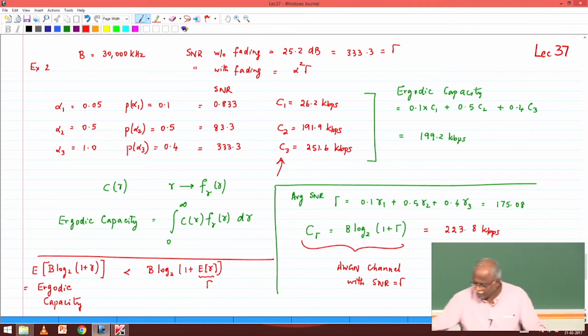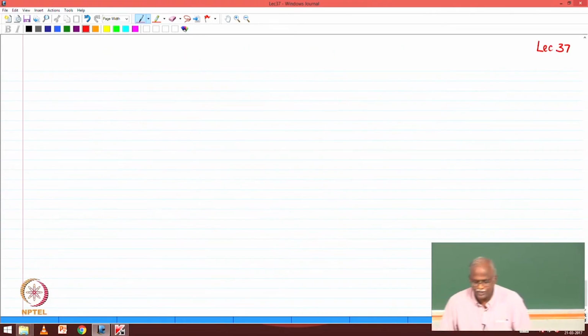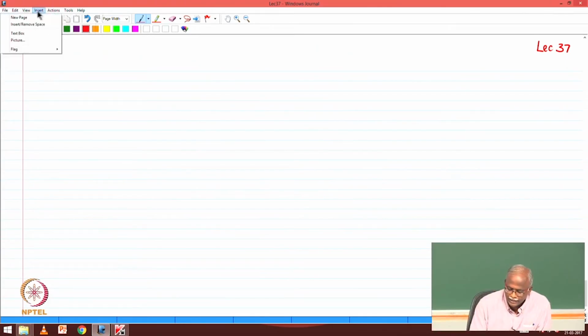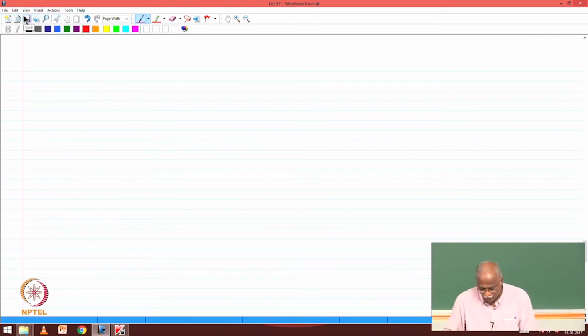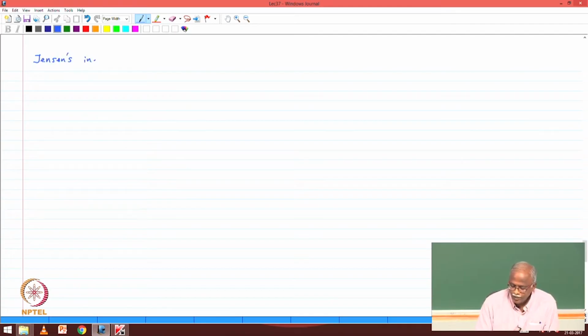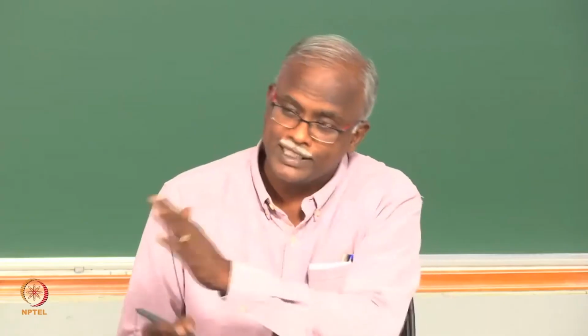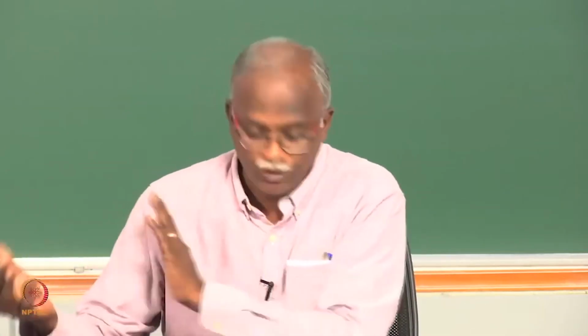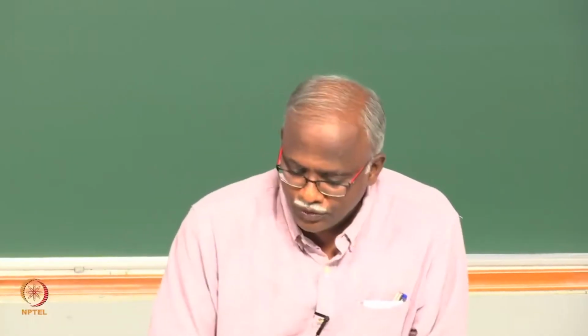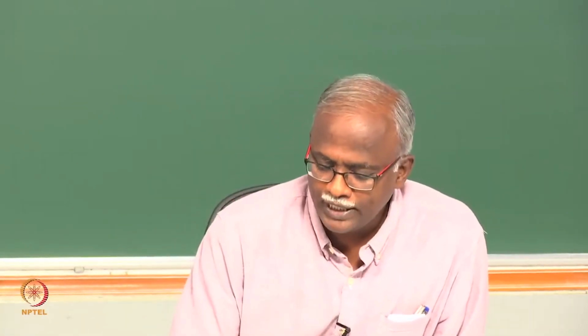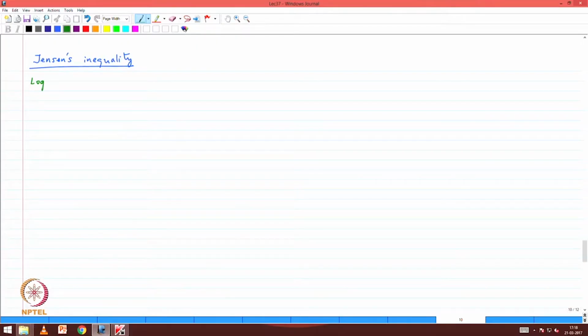Now we move into another important concept, which you would have seen in information theory, but I would like us to look at it again in the context of what we are studying. This is a concept known as Jensen's inequality. Jensen's inequality will give us a definitive answer to the previous question: is it always true that ergodic capacity is worse than the capacity of an AWGN channel with the same average SNR? But before that, let's first build up our intuition.